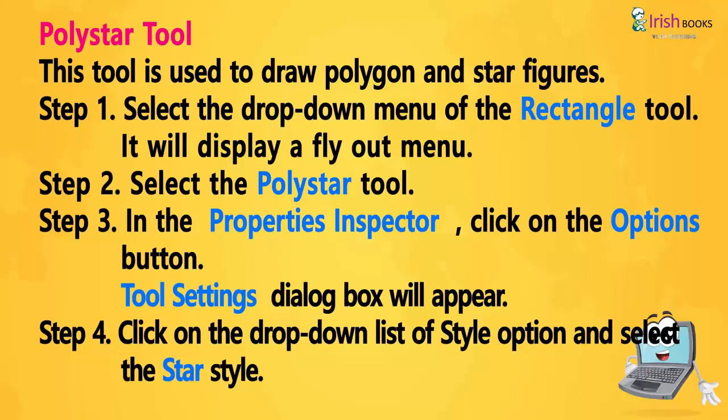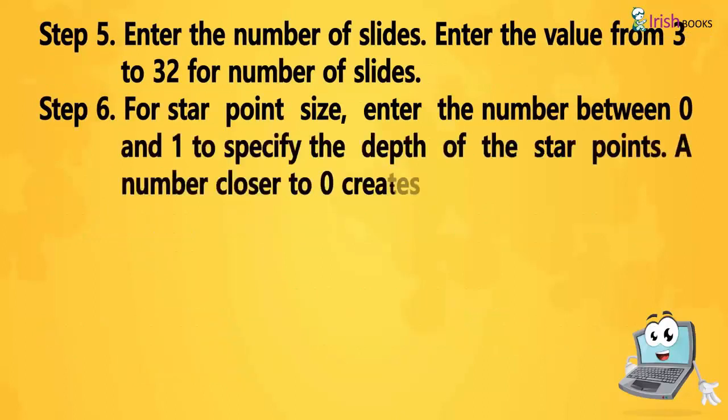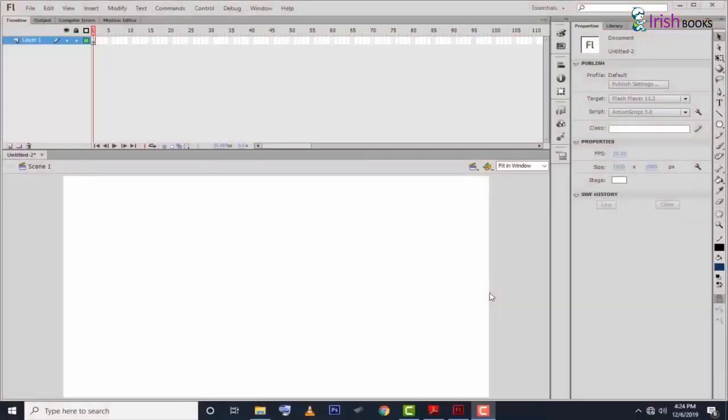Step 4. Click on the drop-down list of Style option and select the star style. Step 5. Enter the number of sides. Enter the value from 3 to 32 for number of sides. Step 6. For star point size, enter the number between 0 and 1 to specify the depth of the star points.